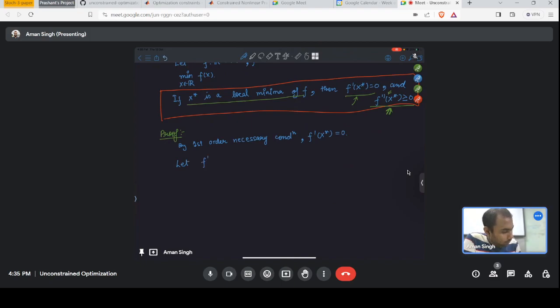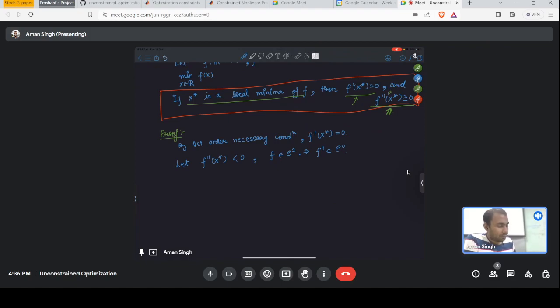So let f double dash x star be less than 0. This we assume. Now we know that f belongs to C2, right? Implies we can say that f double dash is continuous. Basically, it belongs to C0.